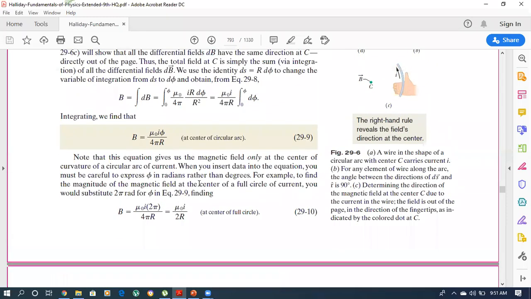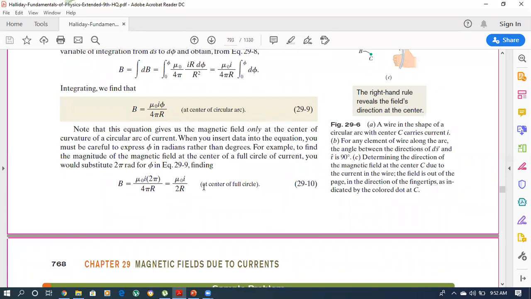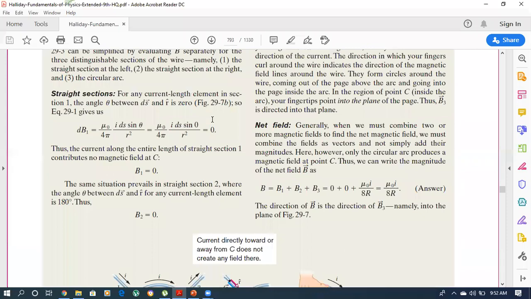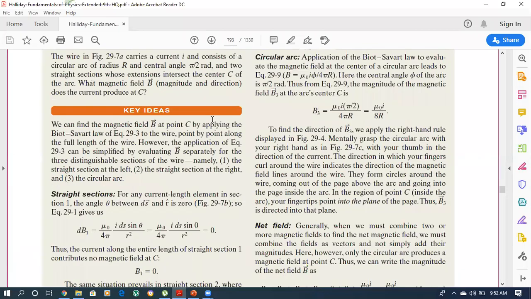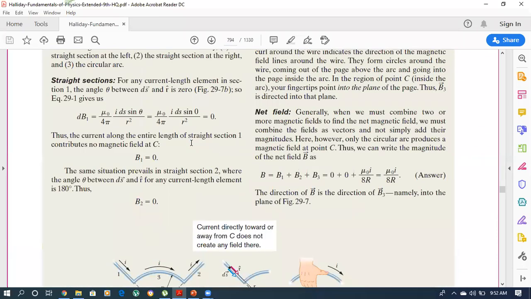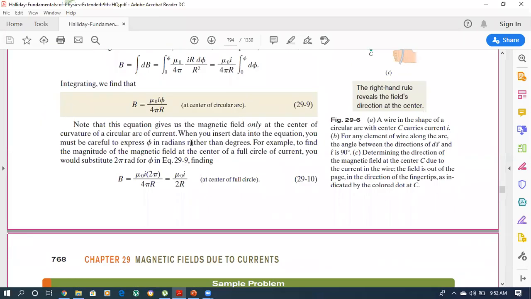Yes, that was a special case, for the entire circle. For the arc, the formula was mu naught I phi over 4 pi r. In this case, we are dealing with an arc, not with the complete circle. So here the 29.9 formula will be used, for the center of a circular arc. Okay.